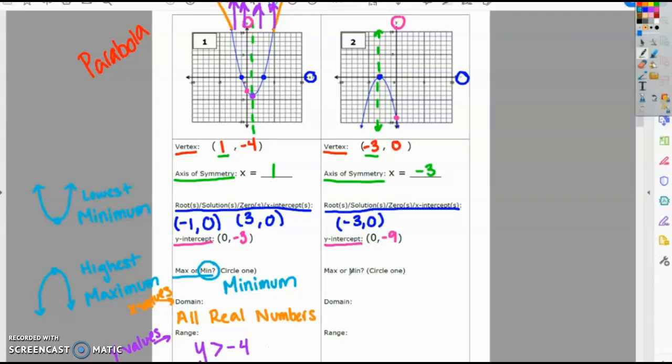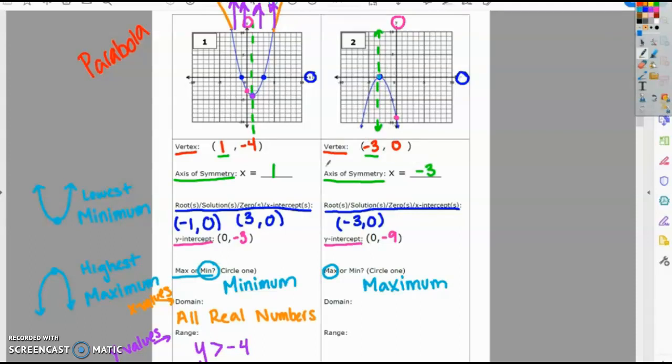Now with max and min, we can look back over what I did here. So if it looks like a U, that means it has a lowest point or a minimum. If it's an upside down U, it has the highest point or a maximum. So if we look here, it's an upside down U, which means this point here is going to be a maximum instead of a minimum. So these are the two types. Looks like a U, that has a minimum. Looks like an upside down U, that's a maximum.